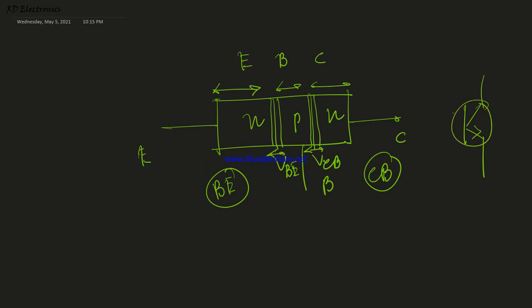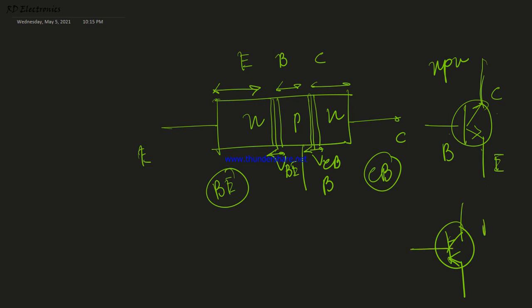Please note that this is a circuit symbol. This is the emitter, this is the base, and this is the collector. The arrow sign means, in the later part, we will show the actual current direction. This is the circuit symbol of an NPN transistor, and this is the circuit symbol of a PNP transistor.